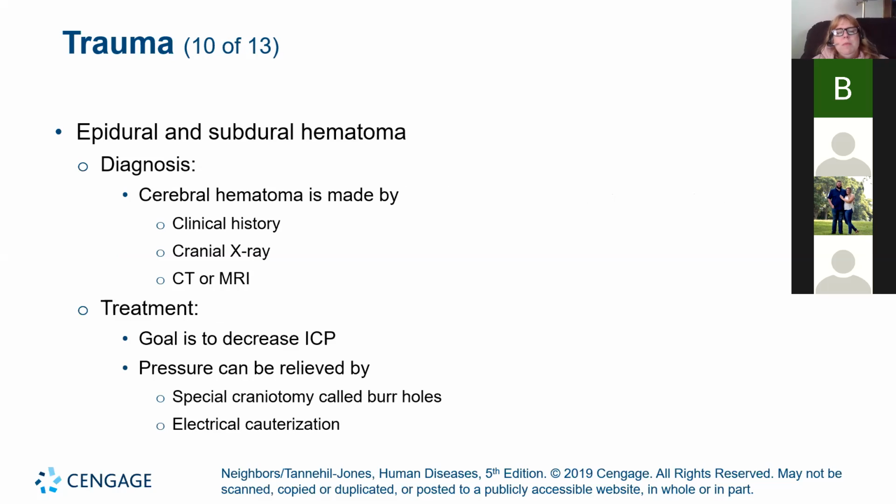The first and most important thing is to make sure the intracranial pressure is decreased. They can do this by putting burr holes in the skull. They can do it by cauterizing the bleed if they can locate the source of the bleed. They can try to go in and cauterize it and close the source of the bleed up.